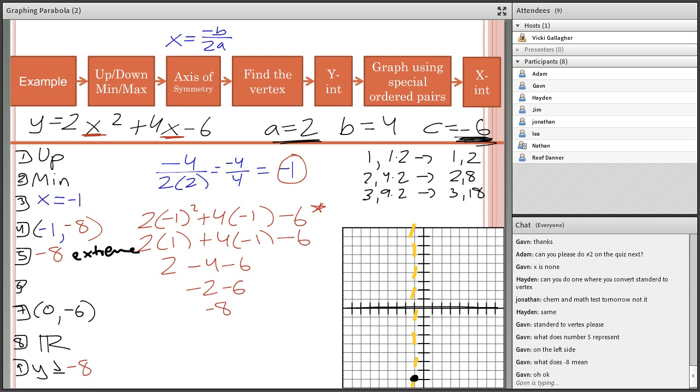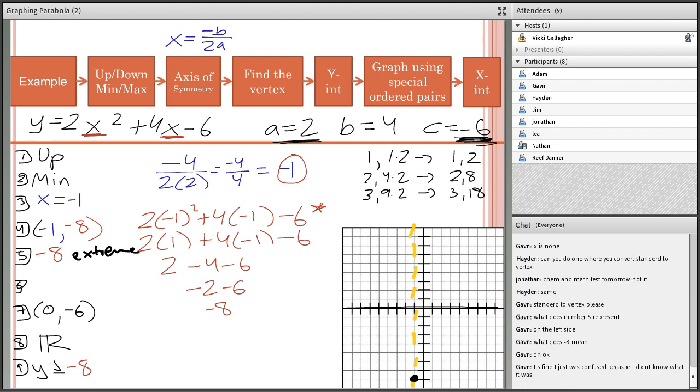So question 1 was, does it open up or down? Question 2 is, does it have a min or max? Question 3 is the axis of symmetry. Question 4 is the vertex. Question 5 is the extreme. Question 6 is the x-intercepts, which we have not found yet. Question 7 is the y-intercept. 8 is the domain, and 9 is the range. I should have written down the words again, but we had already done it like 3 times, so I got a little lazy. I apologize for that.